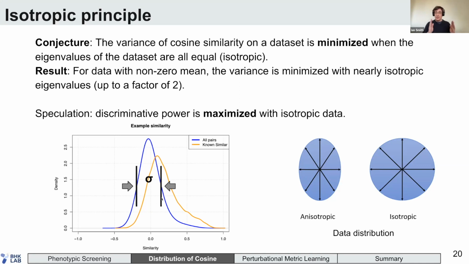And to add a little bit of intuition, this is like when the variance of cosine similarity is really large, say in a 1,000-dimensional space, that's because the signal is being dominated by a small number of eigenvalues, a small number of signals. And so if you can bring all of the signals more into equilibrium, which is this isotropic concept, then all of them are contributing kind of equally.